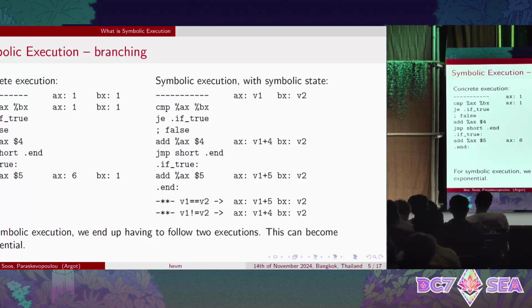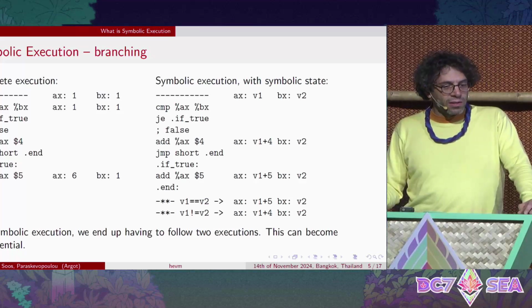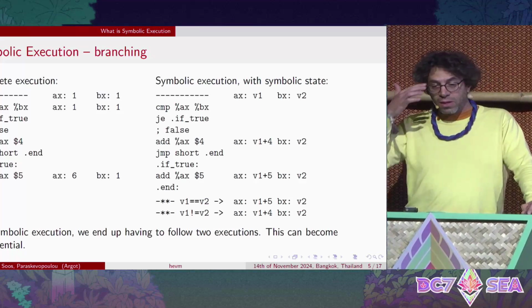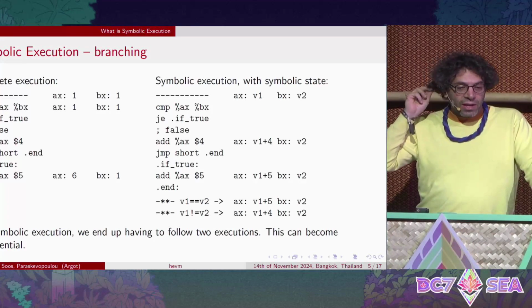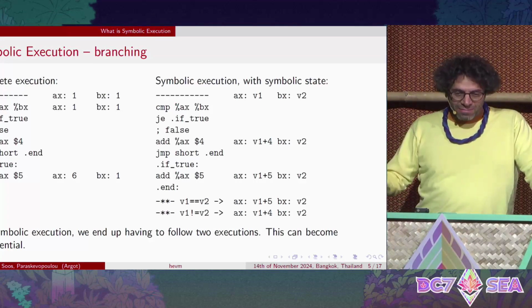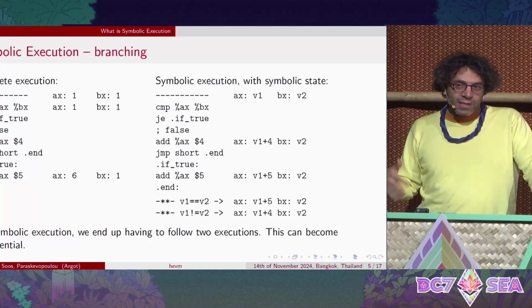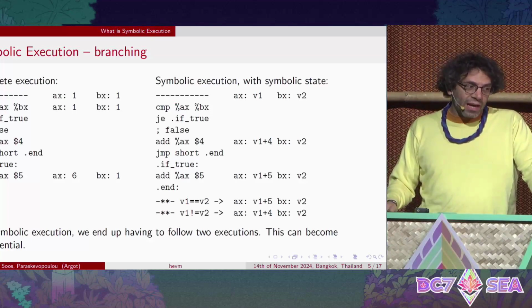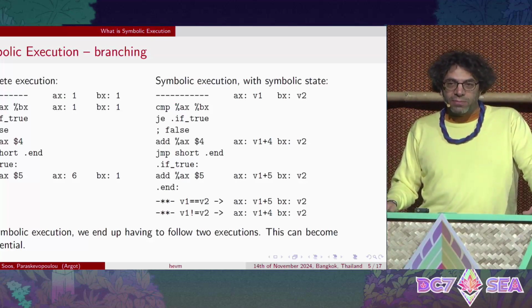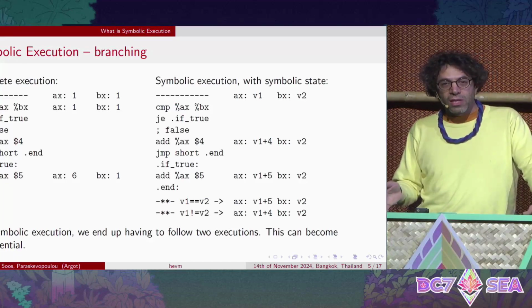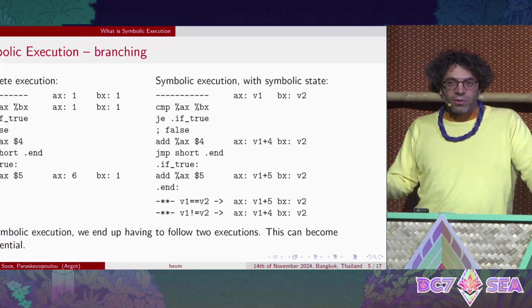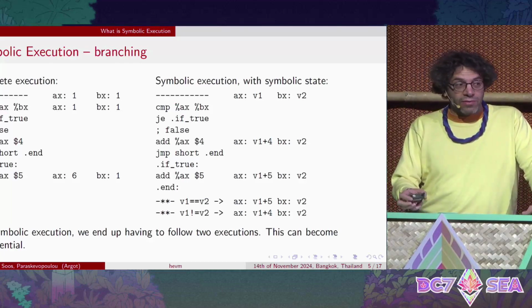So now we have 2 states, and if there's another branch, then this can become an exponentially large number of potential end states. If there's a loop, and it's not a bounded loop, then you can have issues with this never terminating, because we don't actually know if the loop condition is ever reached, and so we can potentially run forever.